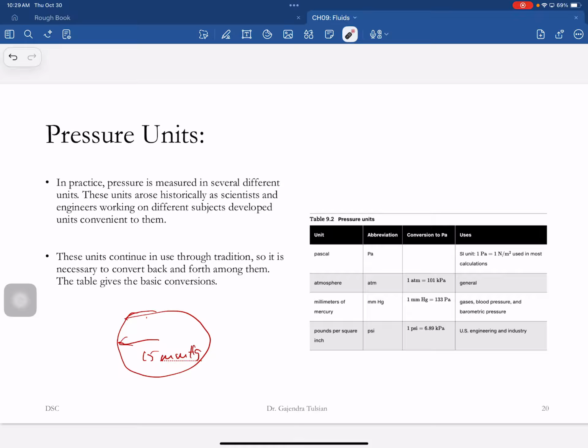So in practice, pressure is measured in different units. These units arose historically as scientists and engineers worked on different subjects, and developed units convenient to them. So these are the units: pascals, atmospheres, millimeters of mercury, and psi. Those are the 4 units that we will encounter generally.